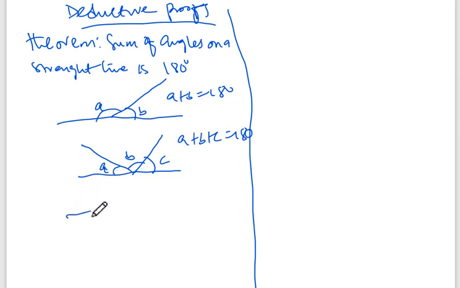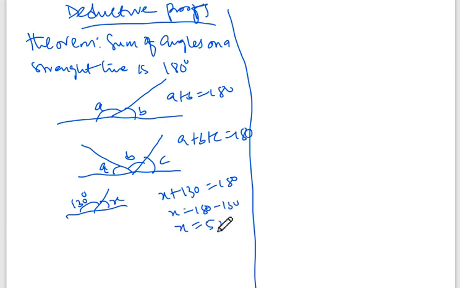For example, you have this. This is say 130 degrees, and you're asked to find x. x plus 130 is equal to 180. x is equal to 180 minus 130. x is equal to 50 degrees.